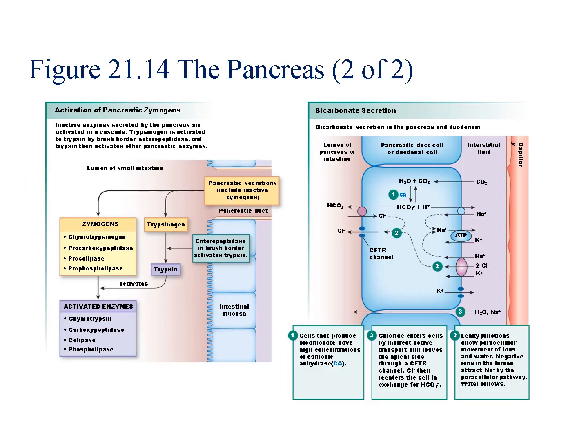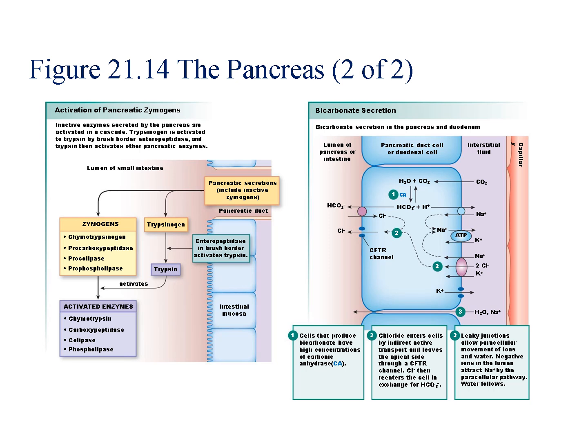The pancreas plays a key role in digestion by secreting inactive enzymes and bicarbonate, both of which are essential for efficient nutrient breakdown and acid neutralization. The first image illustrates the activation of pancreatic zymogens, which are inactive enzyme precursors secreted by the pancreas. These zymogens include chymotrypsinogen, procarboxypeptidase, proelastase, and prophospholipase.